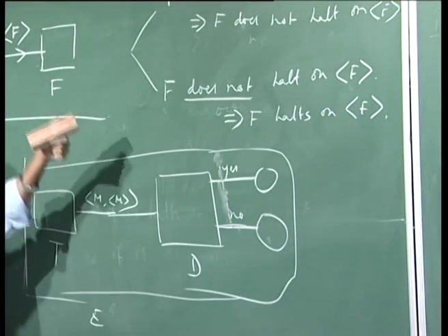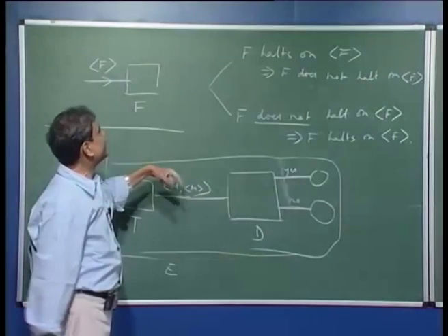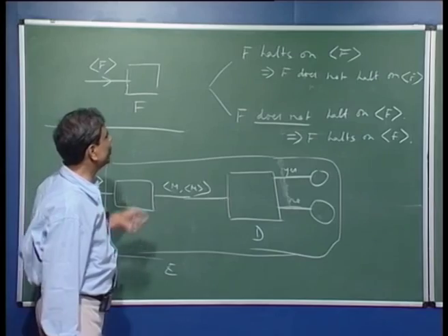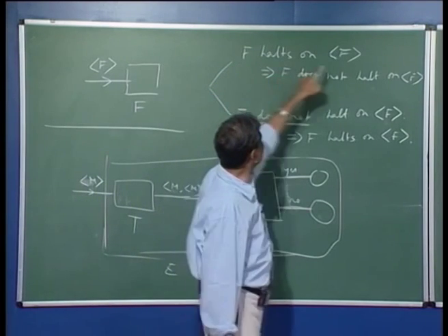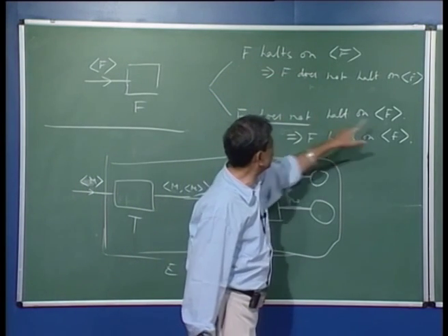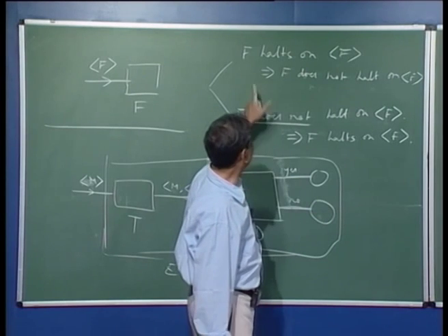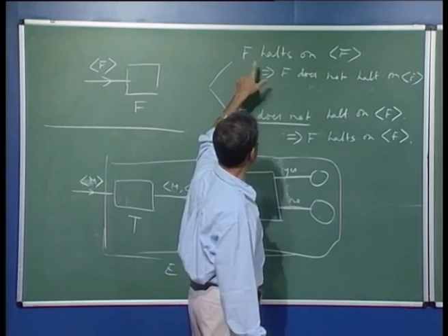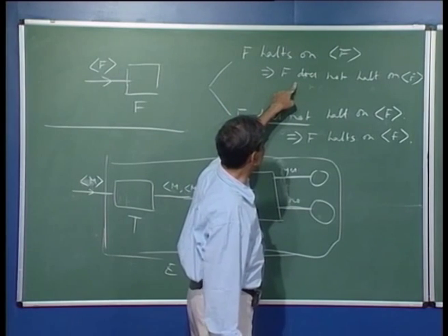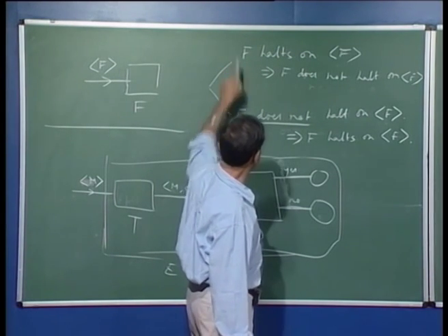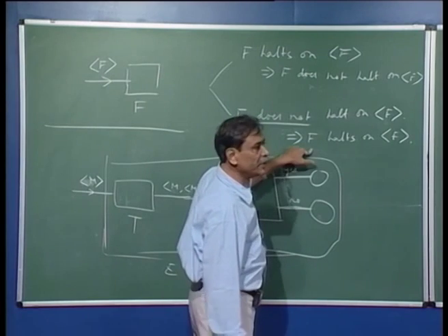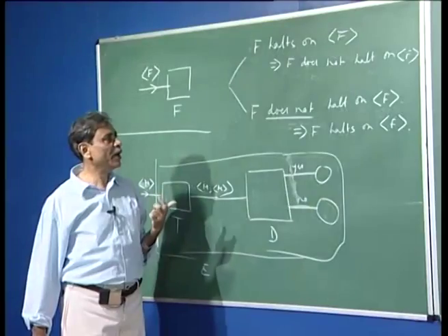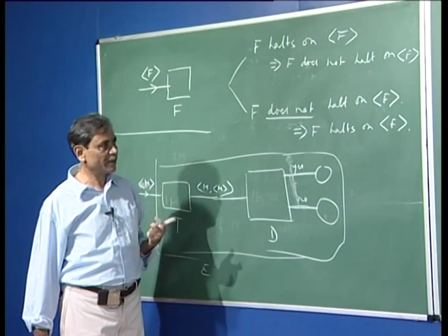So, what is this situation? This situation is that if F exists, we are getting into a contradiction, because either it halts on its own description or it does not halt on its own description. In either case, we are getting something ridiculous, because if you assume this, then its opposite is true. If you assume the opposite, then that would have been true. So, this is a classical way you say that we have reached a contradiction.